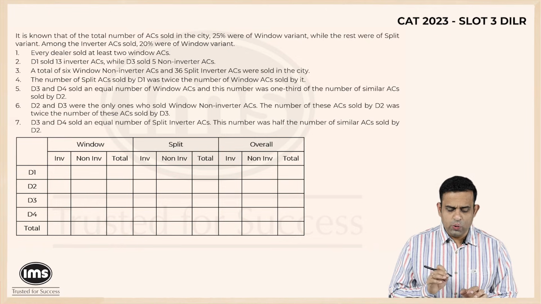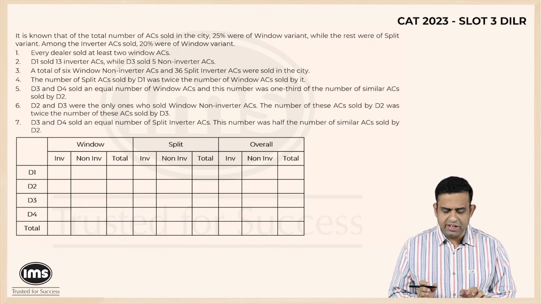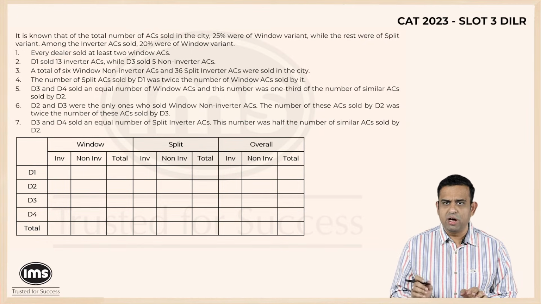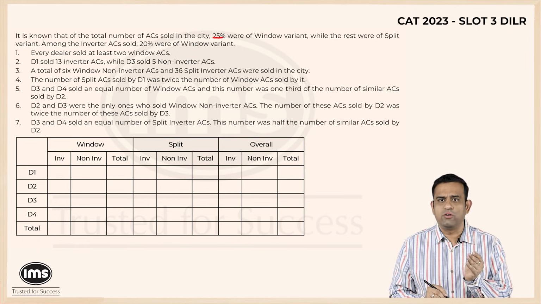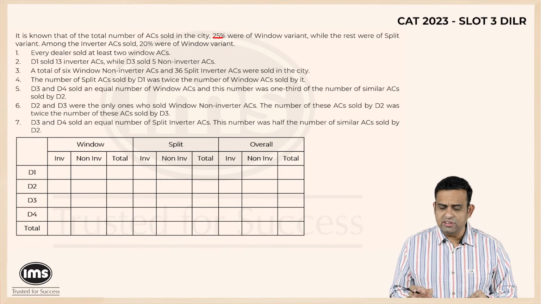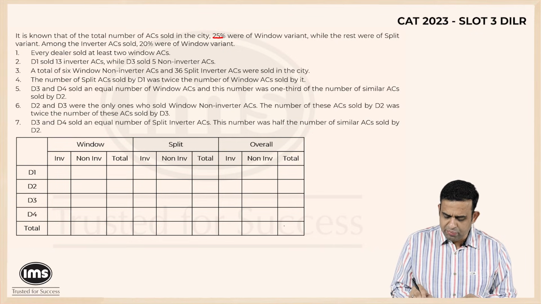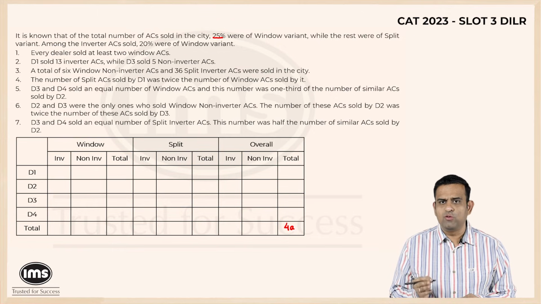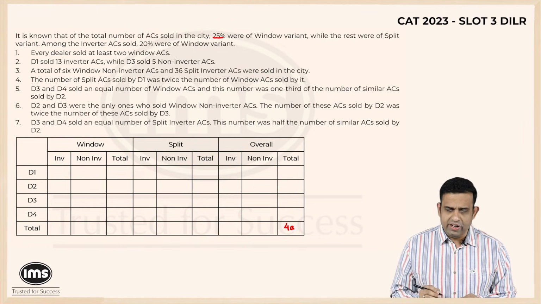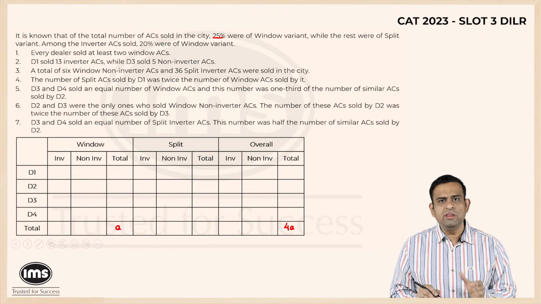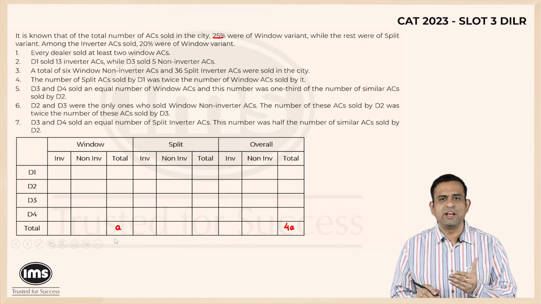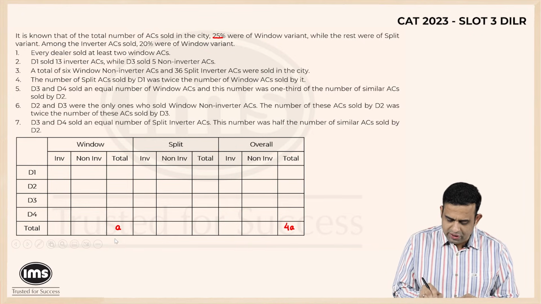It is known that of the total number of ACs sold in the city, 25% are window variant. So this 25% basically means nothing but 1/4. So in case I assume the total number of ACs sold is 4A, then 1/4 of 4A, which is A, are window variant. So the total of the window variant has to be nothing but A, which would mean the total of the split variant has to be nothing but 75%, or one can say 3/4 of 4A, giving you 3A.